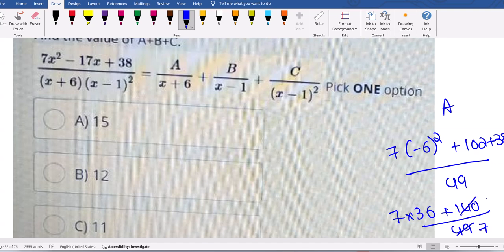Now 56 divided by 7 is 8. So A value is actually equal to 8 here. We'll get A value 8.